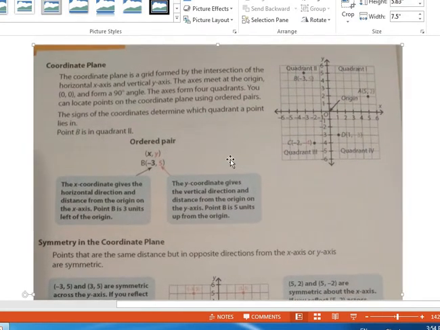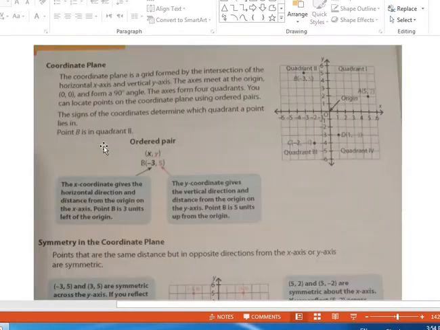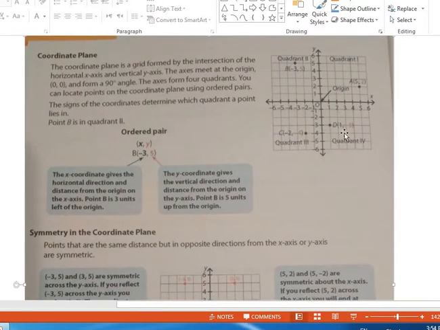How are you today? Today we are going to have a lesson about ordered pairs. I have here a coordinate plane. A coordinate plane is a grid formed by the intersection of horizontal and vertical axes.